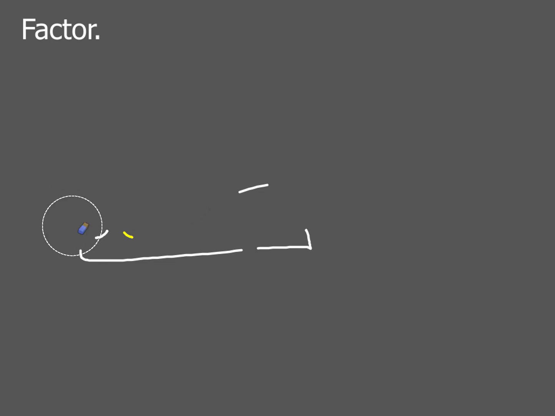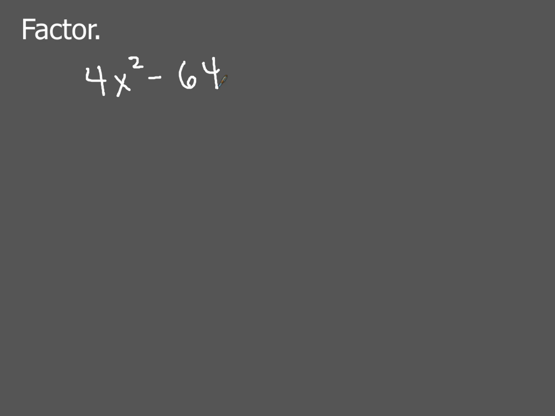So let's see, we're going to go with the problem 4x squared minus, say, 64. Now the GCF of 4 and 64 is 4, so we're going to factor out a 4. What we're left with is going to be x squared minus 16, because 4 goes into 64 16 times. You could always verify this by distributing 4 times x squared, that gives you 4x squared, and 4 times 16 gives you 64, and of course, don't forget the minus sign in the middle.